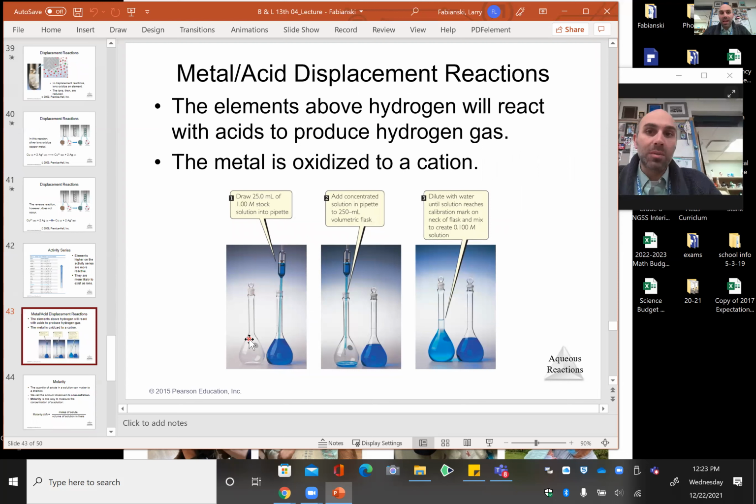Metal acid displacement reactions. When we react a metal and an acid, the elements above hydrogen will react with acids to produce hydrogen gas. The metal is oxidized into a cation.